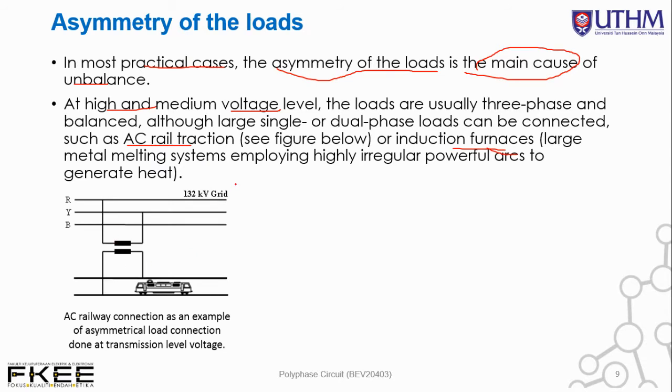So for example, this is the 132 kV grid. So your grid line over here is connected to your AC railway. Okay, so you have a train over here. This is the tapping from R, Y, between these two, to obtain the line voltage, right? And then it goes to your railway system. So AC railway connection is an example of asymmetrical load connection done at transmission level voltage. The transmission level voltage is coming down to your AC railway connection. So this may cause an asymmetrical load connection or unbalance.